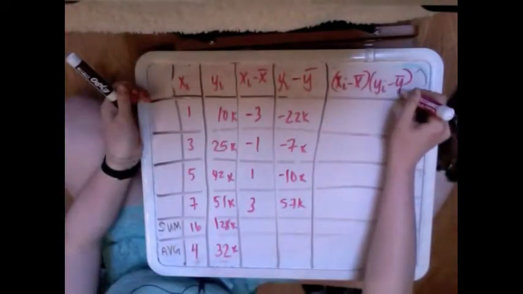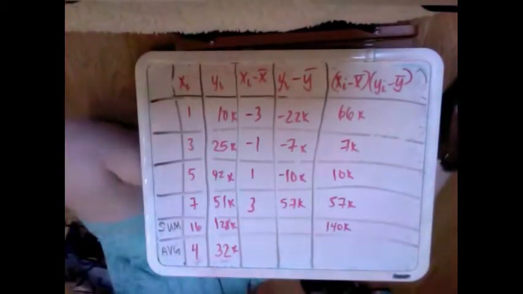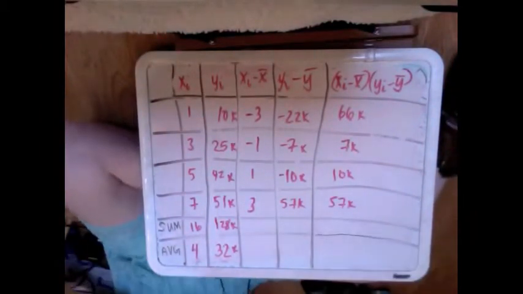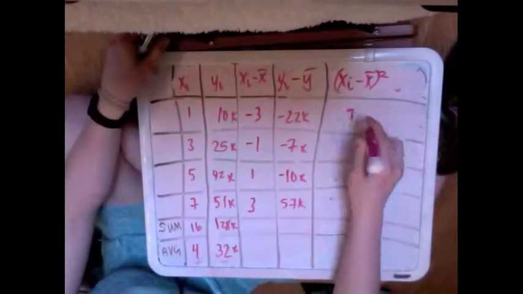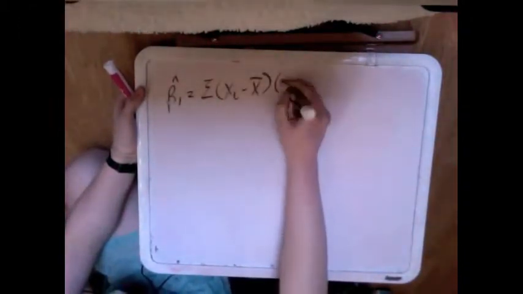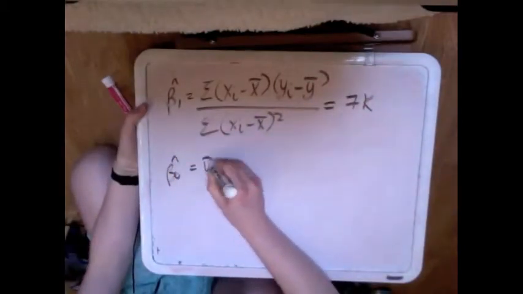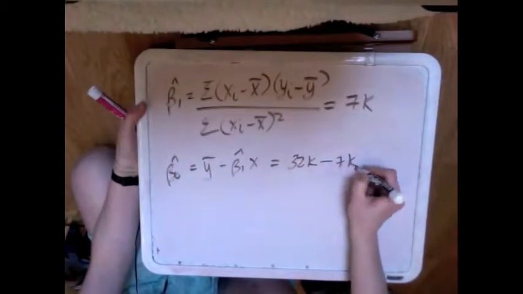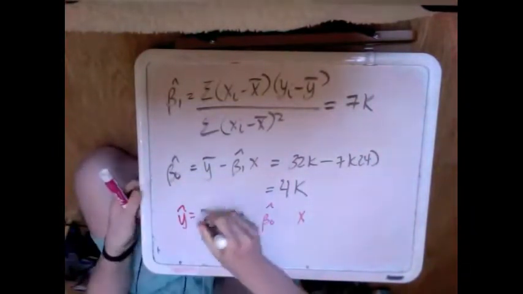We find that the summation of the values found by multiplying these two columns row by row is 140,000. We find that the summation of the values found by squaring the difference between x and x bar row by row is 32. Now that we know the values of these two summations, we can calculate the least squares estimate of beta 1, and thus, that should be a plus, the estimate for beta naught. We find that our y hat is 7,000 plus 4,000x.